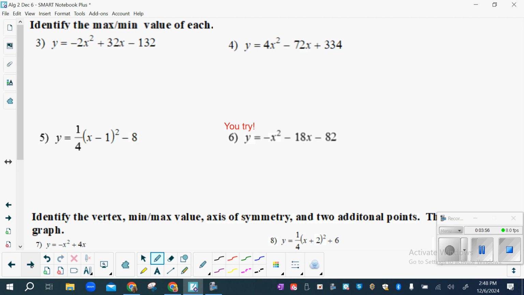Okay, so what we're going to do is on the next ones, we're not going to have a picture because that's pretty easy finding it when we have a picture. We're going to have an equation, so we have to calculate the minimum or maximum. So we need to find the vertex, right? So how would we find the vertex when it's in this form here?